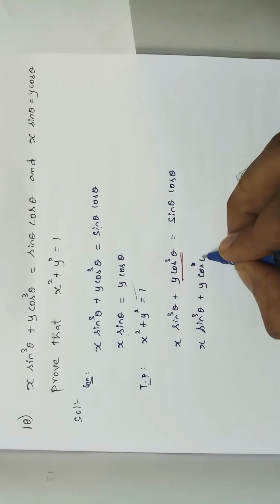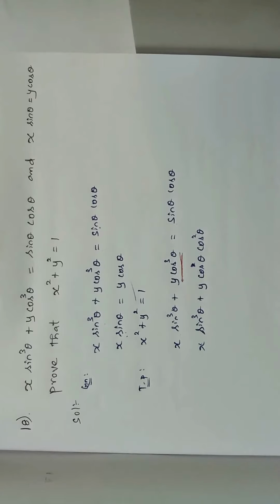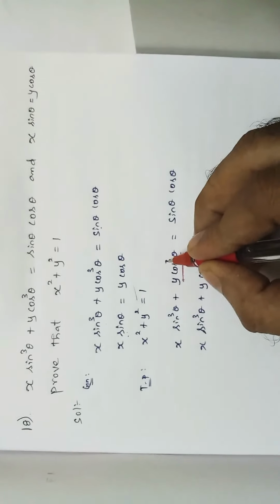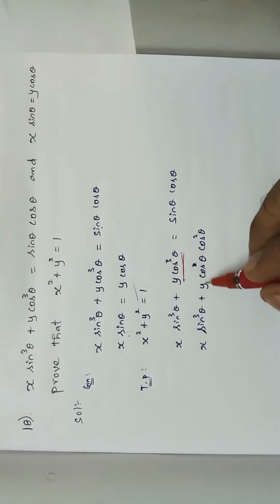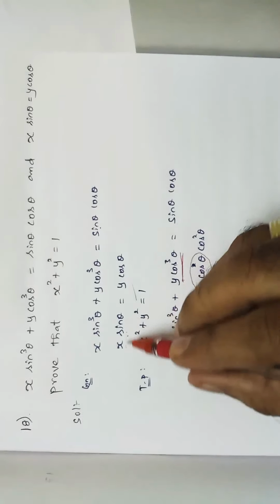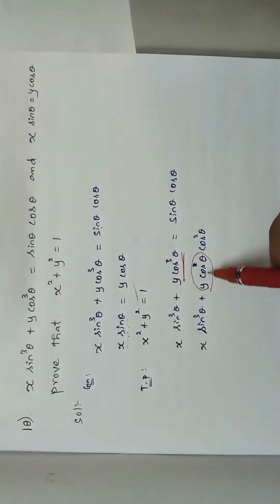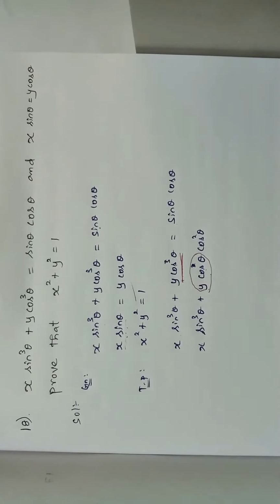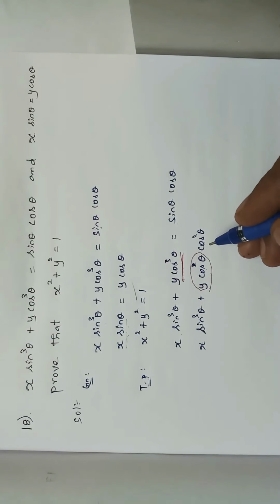Y cos theta into cos square theta. I'm just splitting that cos cube into cos theta into cos square theta, cos cube theta. Why am I splitting? Instead of this y cos theta, I can substitute x sin theta. I'm just converting all the terms in terms of x for finding the value of x.